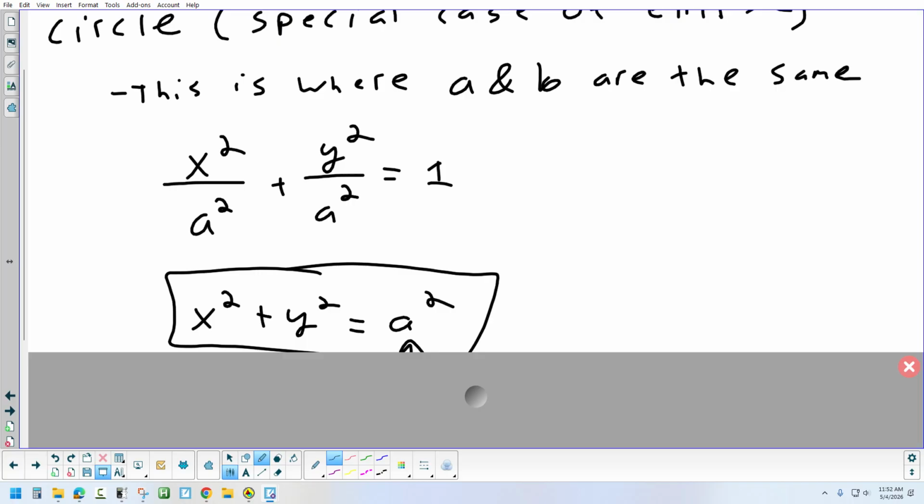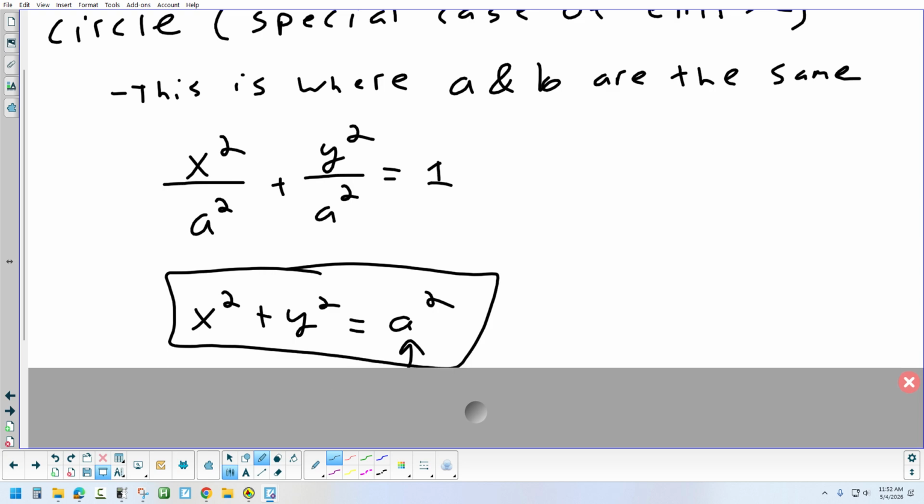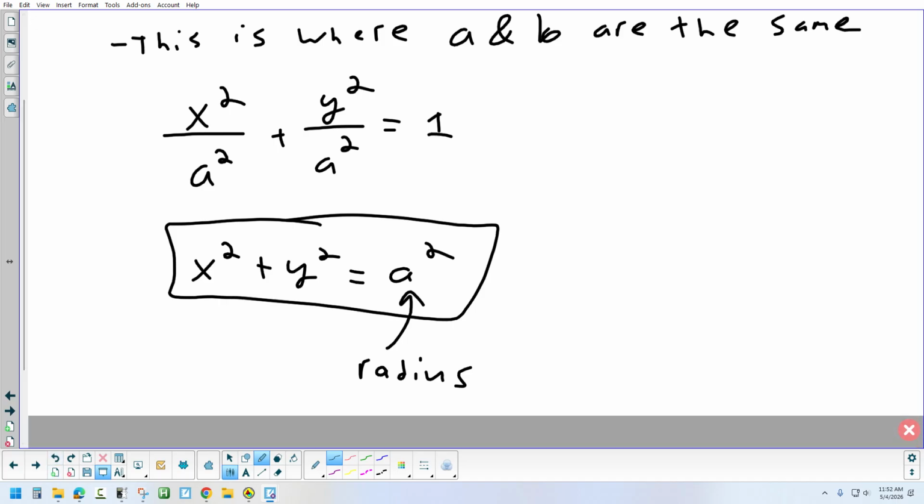And a lot of times they don't use the letter A. They use a different letter. Because what is that A? I mean, it was the distance from the center to the vertex. I don't really think of a circle as having a vertex. So we describe A a little differently on a circle. Yep, it's the radius. So it's the distance from the center to the edge of the circle. Okay, so that's all that a circle is. It's just a special case of an ellipse where the A and the B are the same.